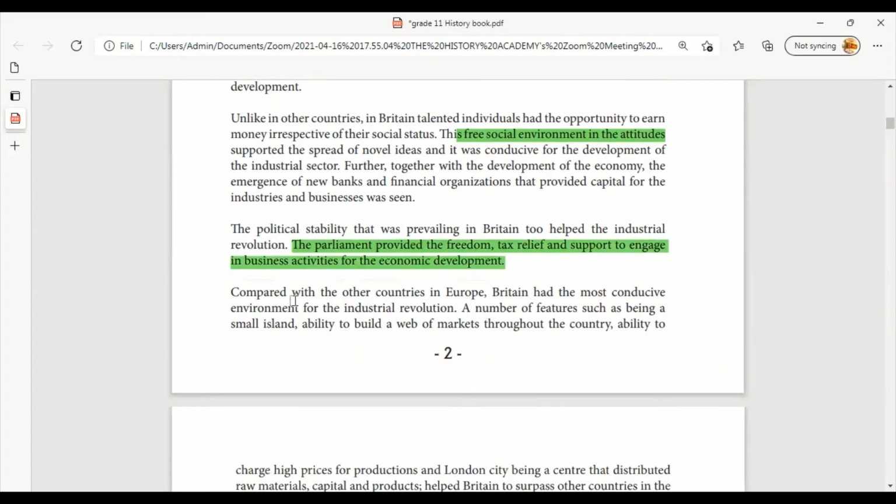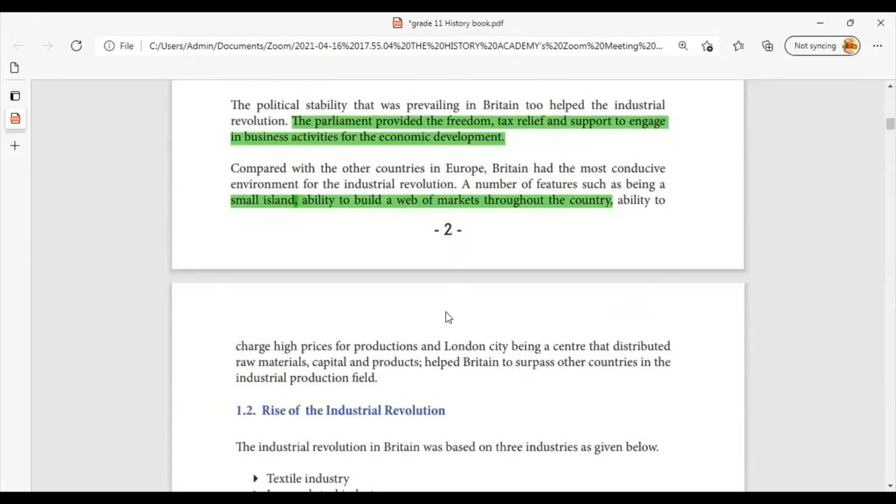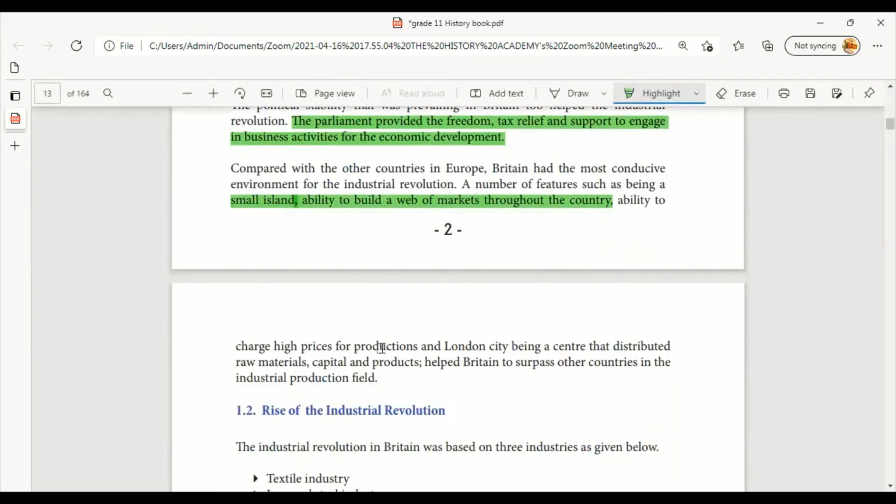And then, compared with other countries, Britain had the most conducive environment for the industrial revolution because it is a small island, with the ability to build a web of markets throughout the country, the ability to charge high prices for products, and London city being a center that distributed raw materials. So London was very helpful in the industrial revolution by distributing raw materials, capital, and products. This helped Britain surpass other countries in the field of industrial production, right?